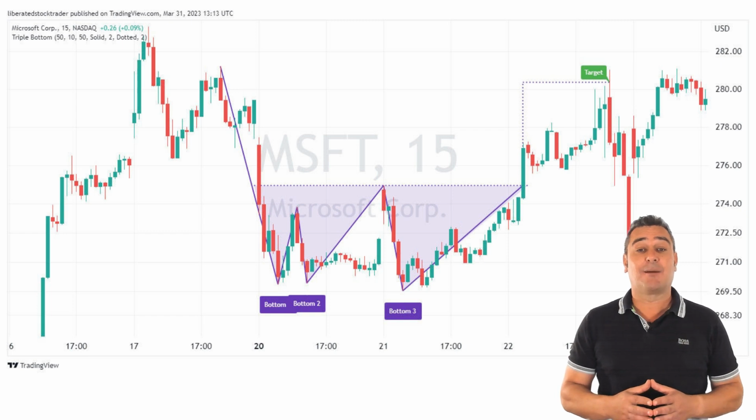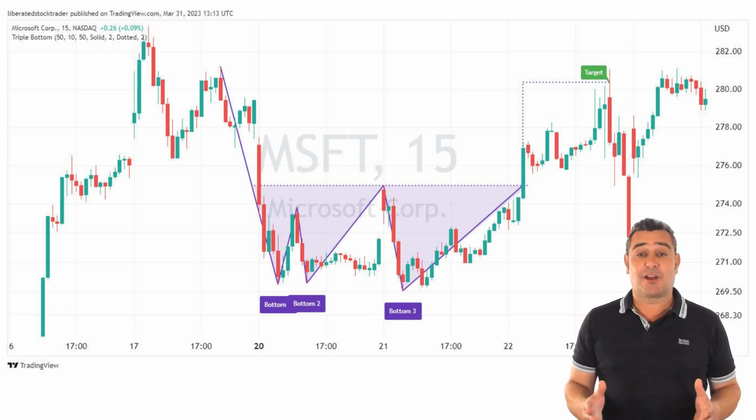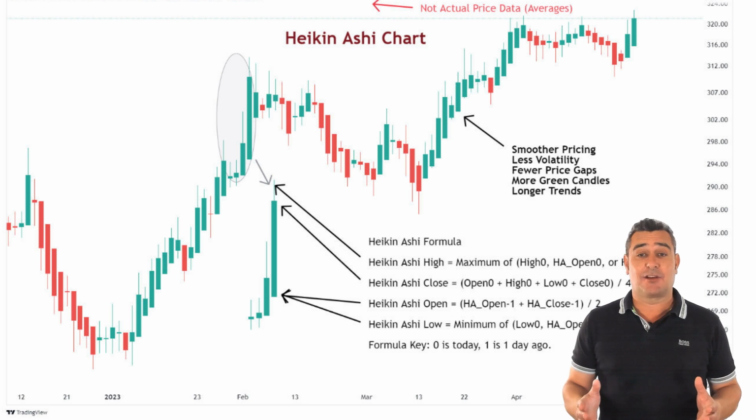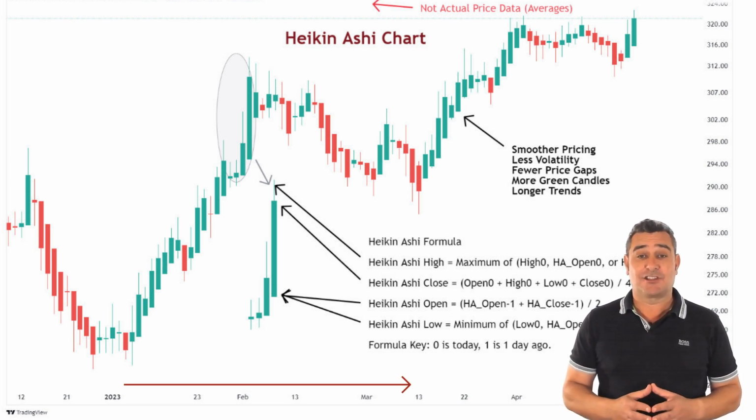Let's quickly recap. Reading stock charts might seem intimidating at first, but when you break it down into steps, it becomes very manageable. First, open a chart with reliable software. Second, select your chart type, with candlesticks or Heikin Ashi being excellent choices. Third, choose the time frame that fits your trading style.